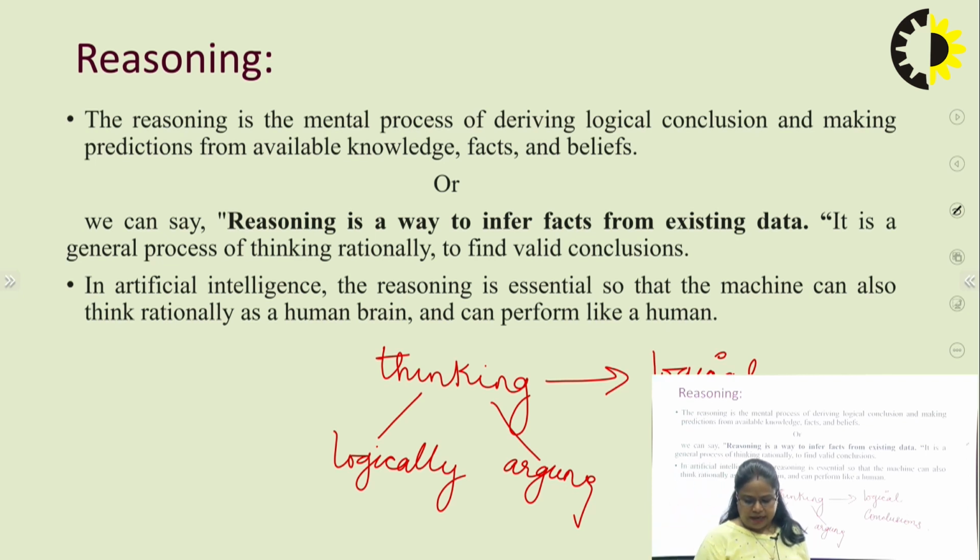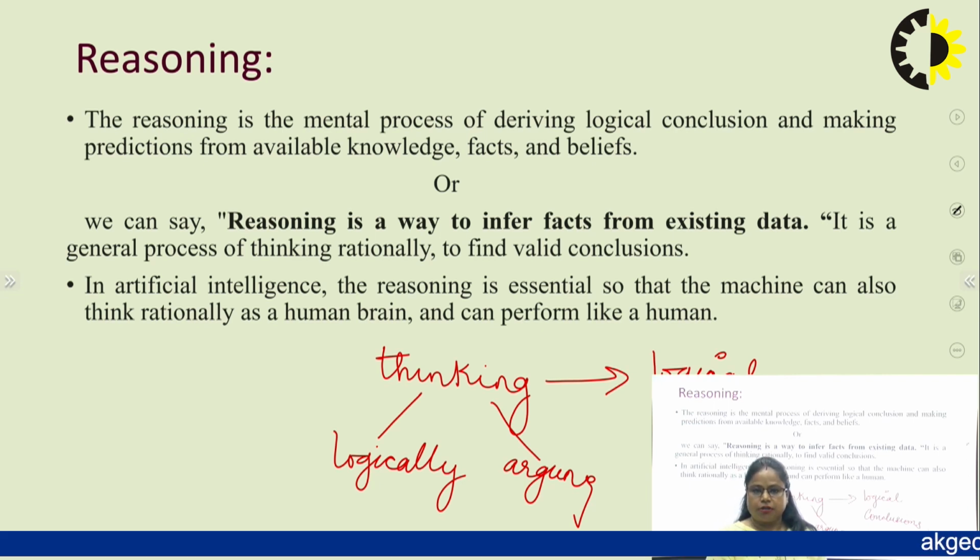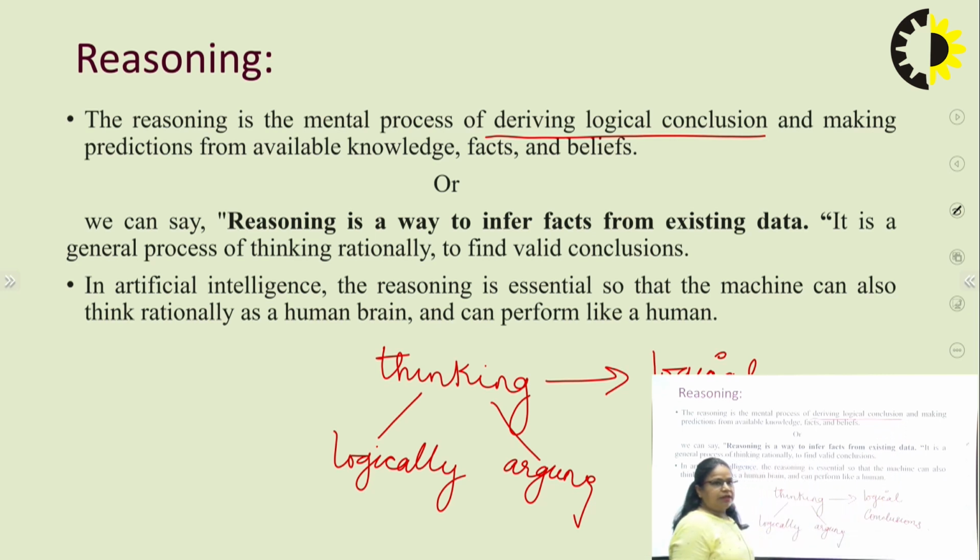Suppose we already have certain data. On the basis of that data, we draw a conclusion, and on the basis of that, we try to make predictions and derive logical conclusions. Then we can say we are talking about the term reasoning. In terms of AI, reasoning is a way to infer facts from the existing data.